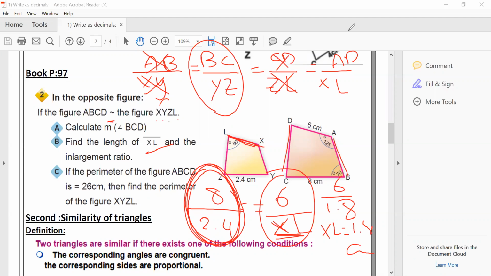Okay, the last one, I forgot to say something: I also said that any side divided by its corresponding side equals a constant, right? Also the perimeter of the first polygon divided by the perimeter of the second polygon is the same ratio. So if I divide the perimeter of ABCD by the perimeter of XYZL, you will find it is also equal to 10/3. This will be clear in the second part, which is similarity of triangles.